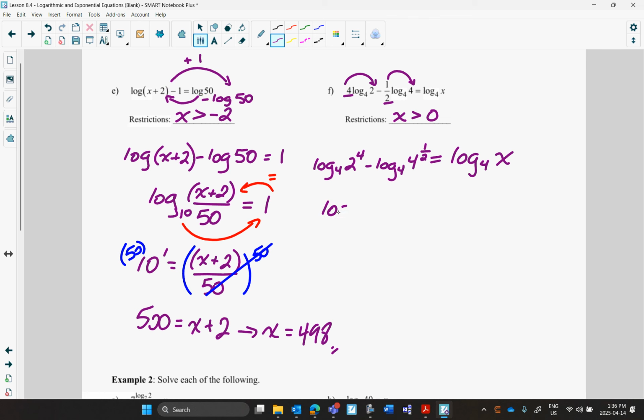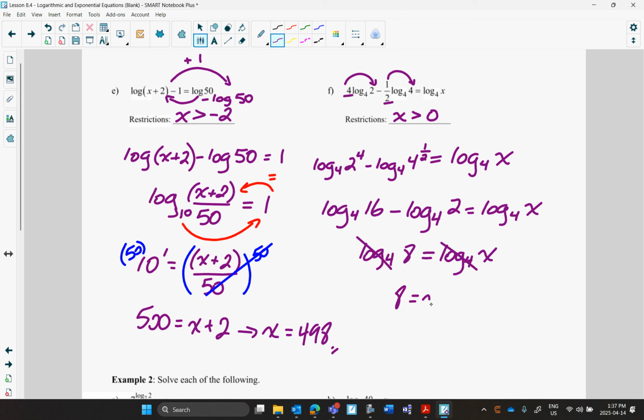Well, I know what 2 to the 4th is. 16. And I hopefully know what 4 to the 1/2 is. 2, because it's half, the same as square root. Equals log 4x. Now I can combine these into a single log by doing 16 divided by 2, which is just plain old 8. Take them out. I got my answer.